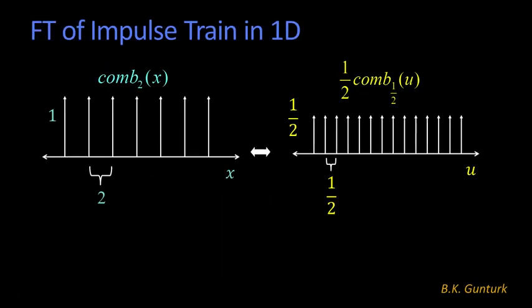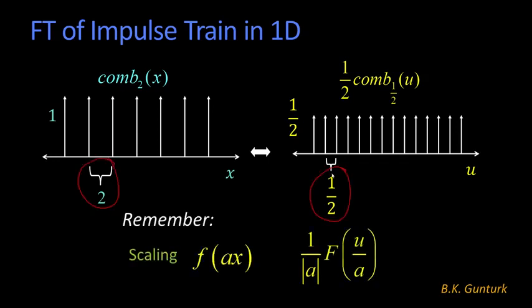As I said before, the Fourier transform of an impulse train is another impulse train. But also, as I said before, as the spacing gets larger in space, it gets narrower in frequency. Remember, that was the scaling property of the Fourier transform. So the less often we sample in space, the higher the samples in frequency. Okay? So that's in 1D.